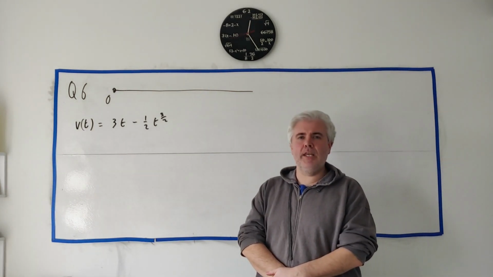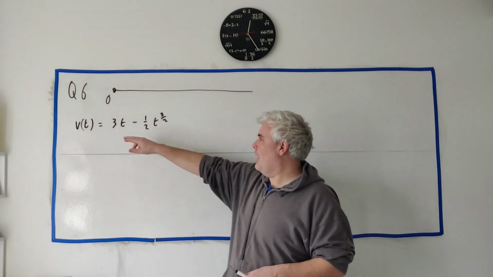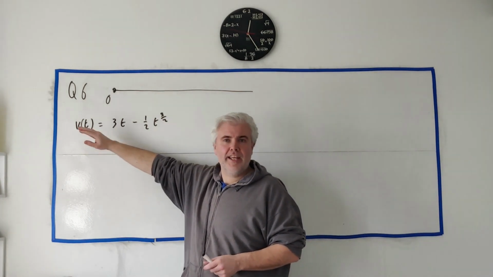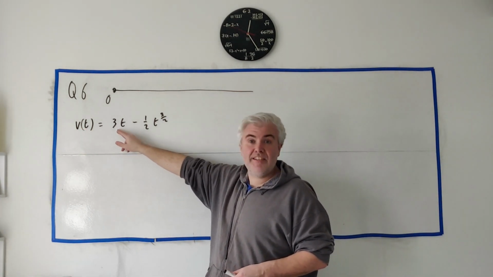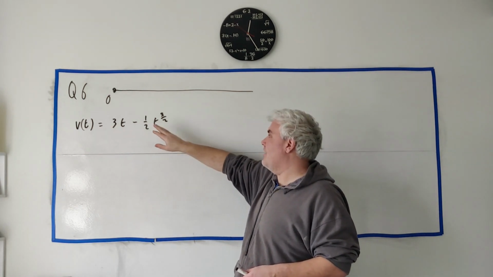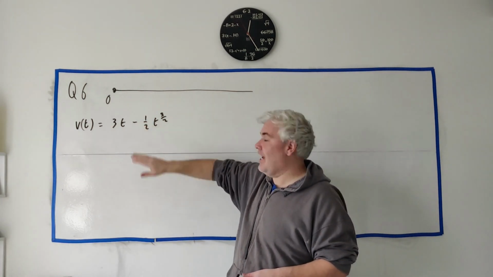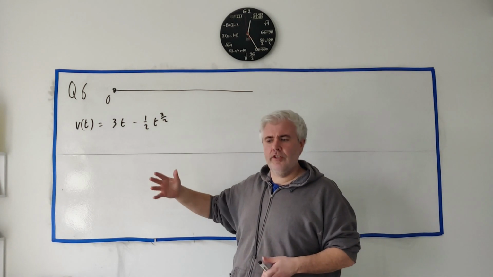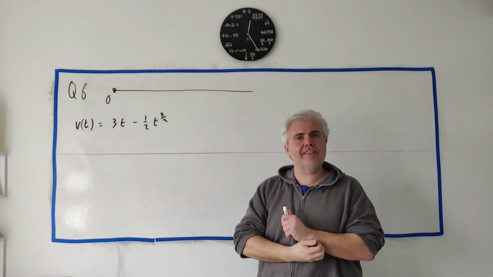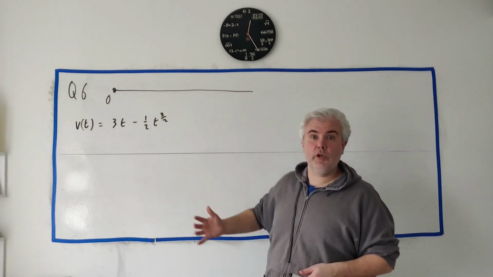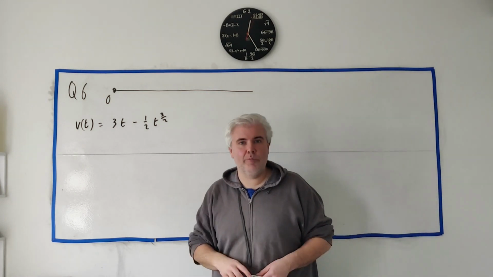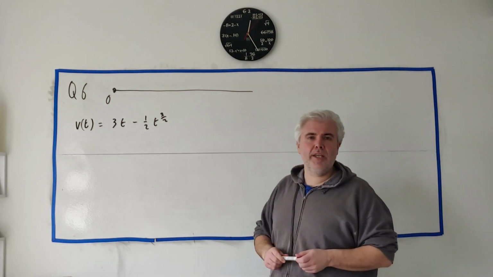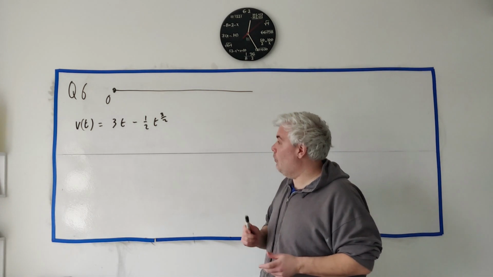Okay, on to part B. First of all, I've replaced the velocity formula they gave us: I've taken the b's out and put 3 in, I've taken the c out and put minus a half in. That's why they gave us the answer in part A, so we could continue on even if we didn't know how to do part A. Okay, for part B, they want us to find the acceleration.